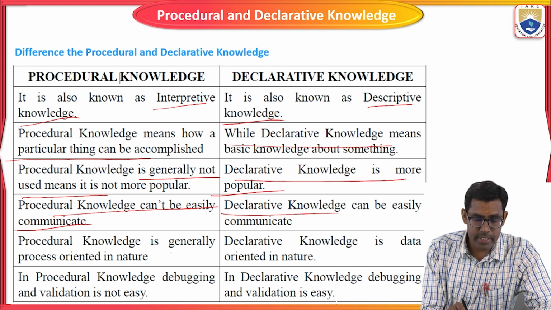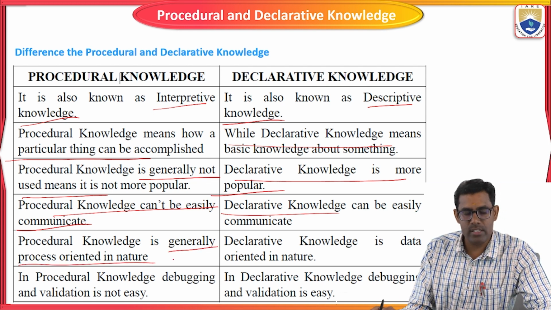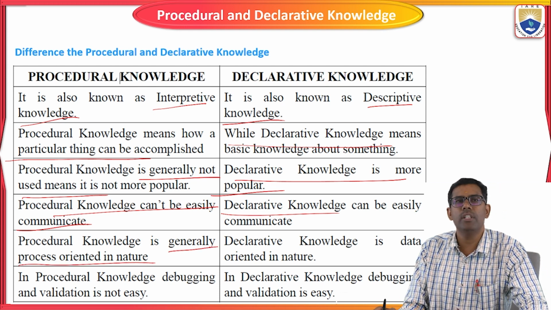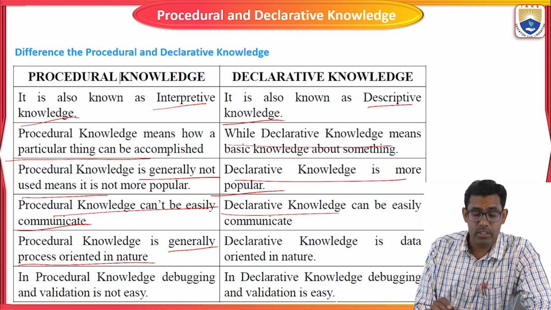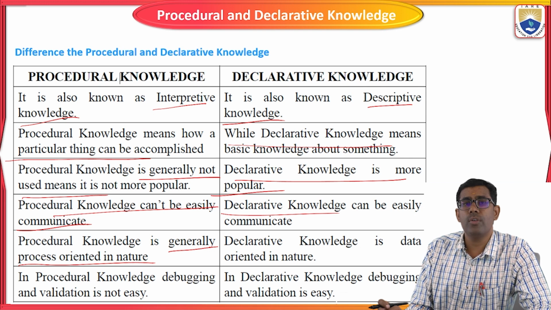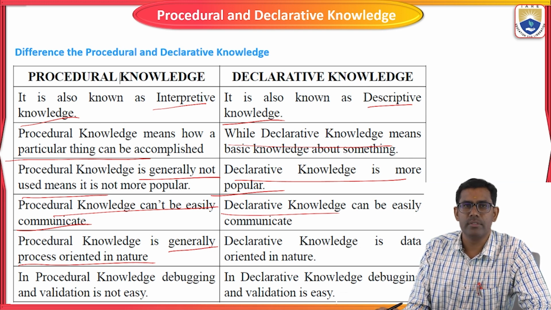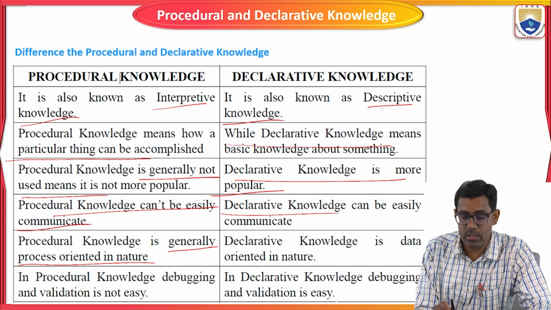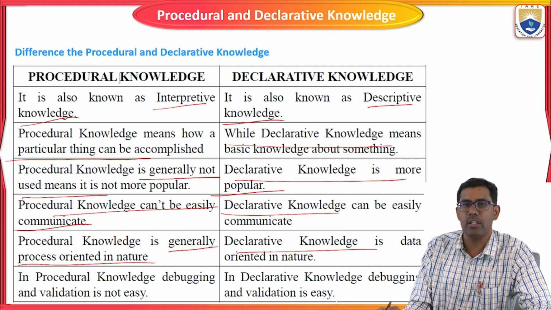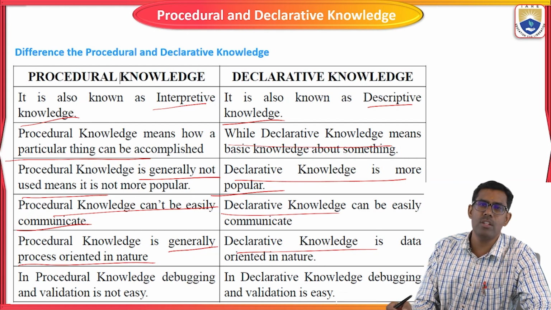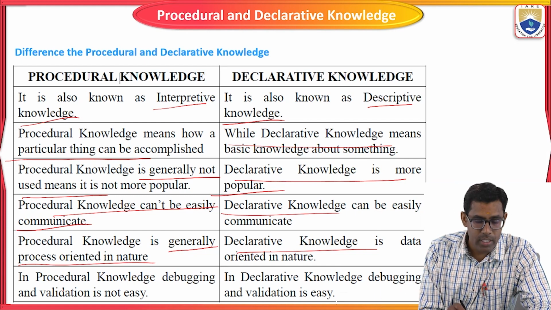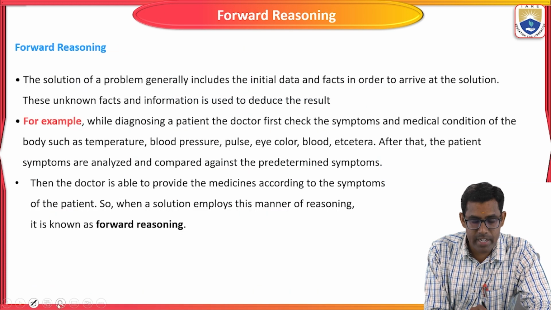Procedural knowledge is generally process oriented in nature. As you already know, it is procedure oriented. If you want to write a program, you have to follow some procedure, some structure. So this one is procedural knowledge. Declarative knowledge is data oriented in nature. If you have basic data or a basic idea about the particular problem statement, you can just tell it. The next one is debugging and validation.